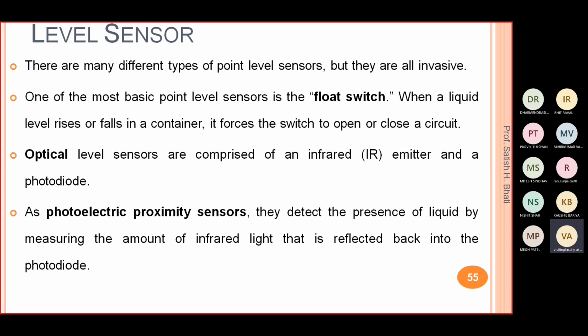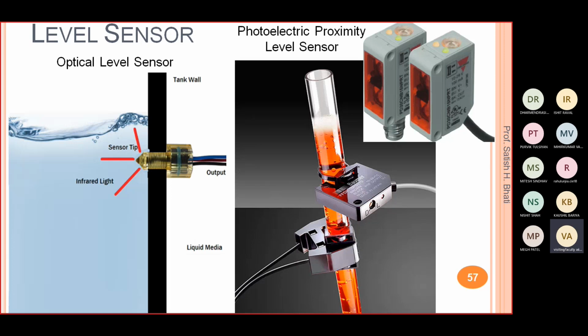Then one type of level sensor is the optical level sensor, and they are using an infrared emitter and a photodiode, right? In this optical kind of level sensor, they are using light, specifically infrared. So they have an emitter or transmitter which will transmit the infrared rays, and they have a photodiode, right? See here in this figure, I will show on the left hand side this optical level sensor.